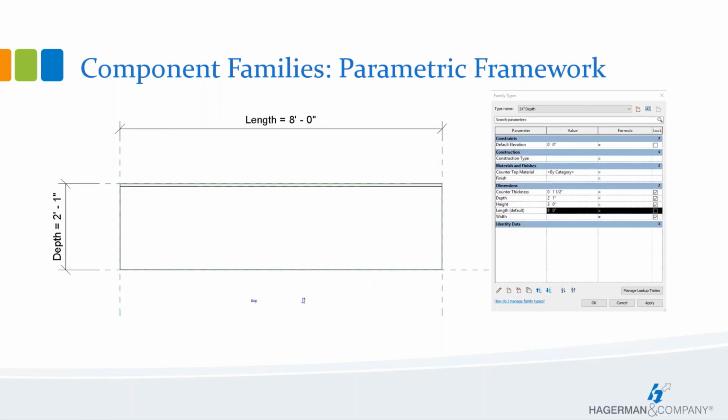Now, if we look at this component inside the family editor, we can see some of the underlying components that made this possible. In the family types dialog, they created a length parameter. Then they added a dimension string to the geometry in the model. After that, they associated the dimension string with the parameter. And now we have a parametric component family.